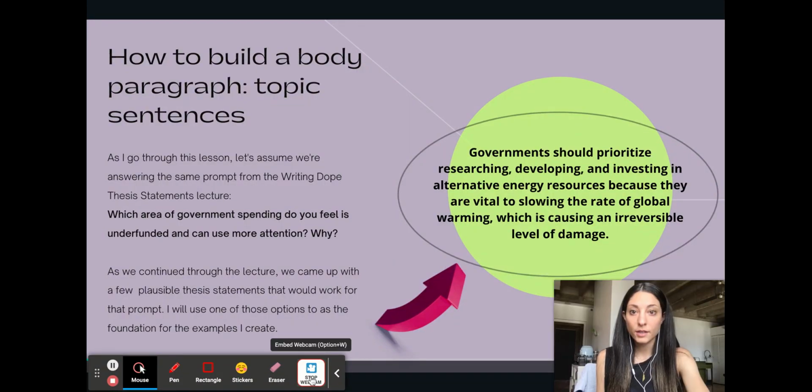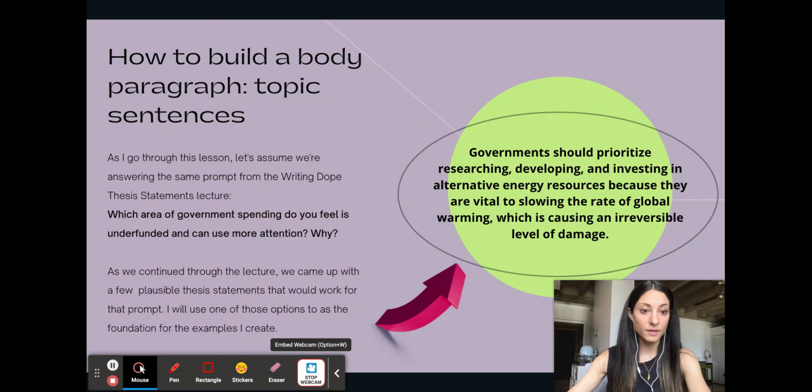So we'll start here. How to build a body paragraph. This is the overview for your topic sentences. As I go through this lesson, let's assume we're answering the same prompt from the Writing Dope Thesis Statements lecture.